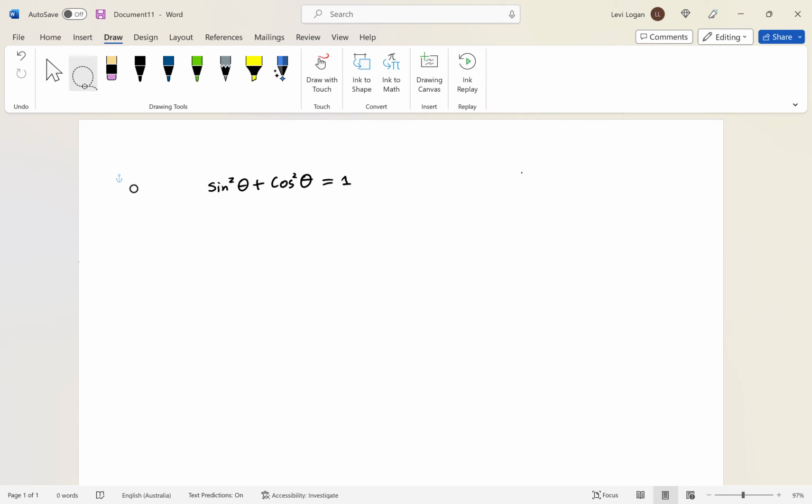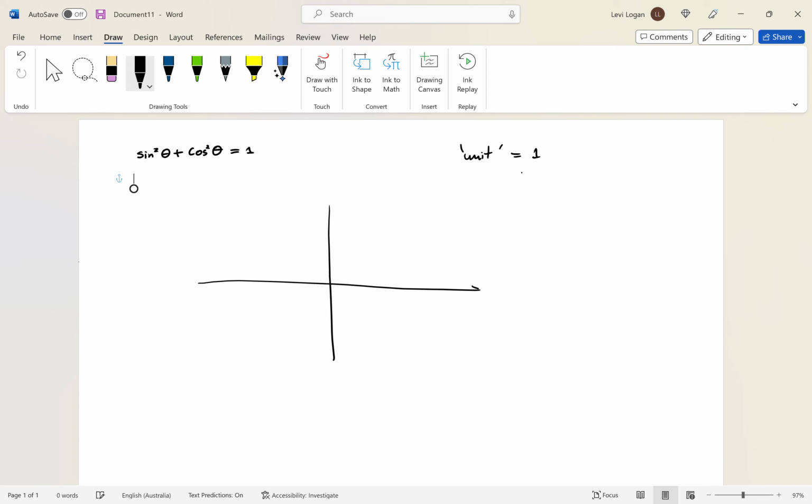But where did they get this from? The way they got this is they took a look at a thing called the unit circle. If you hear the word unit in math, that means 1. So let's just take a look at a circle on a Cartesian axis. This is our x and this is our y.